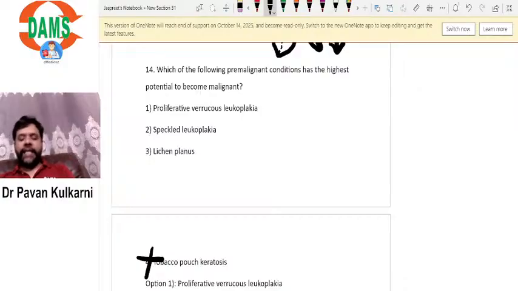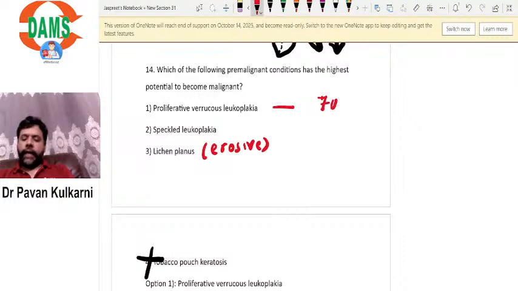The other 3 are there, and in the case of lichen planus, not all types, only the erosive type of lichen planus is pre-malignant. So among the 3, PVL is the one which has the highest malignant transformation rate, up to 70%. So remember, PVL, proliferative verrucous leukoplakia, has a high malignant transformation rate.